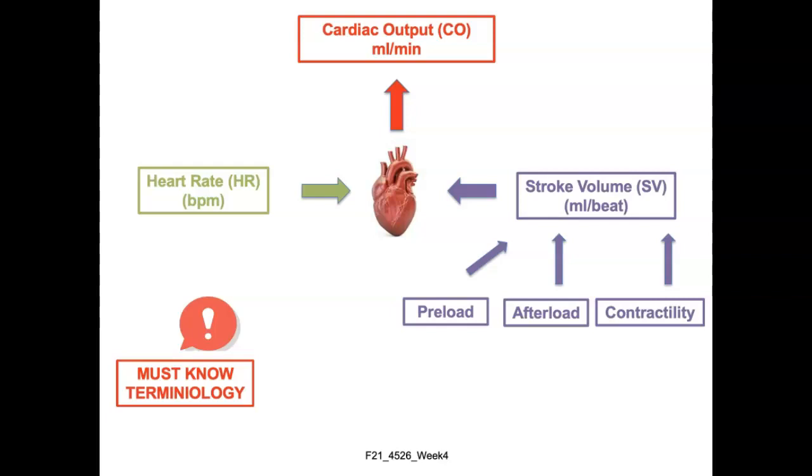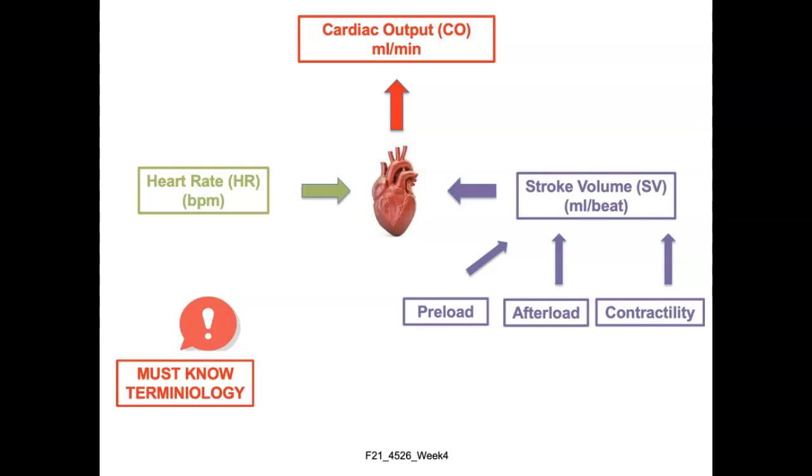In order to understand hemodynamic monitoring, you must have a good understanding of cardiac output. And so I'm going to review this. Again, I know you've done this in other courses, but I just want to give a quick review. So this is must-know terminology. So what is cardiac output? It's the amount of blood that the heart pumps within each minute. And so it's normally about 4 to 8 liters a minute.